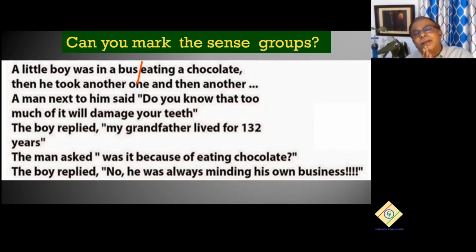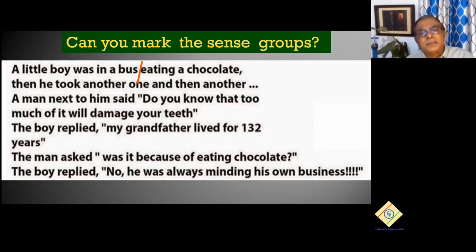This is some kind of a conversation between two people. Try to do it on your own. Mentally, you make a mark. I'll give you 1 minute. Mentally try to make a mark. Mark the sense group. The first one I've done for you.